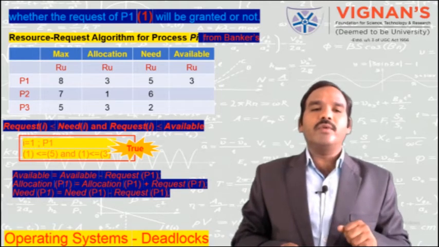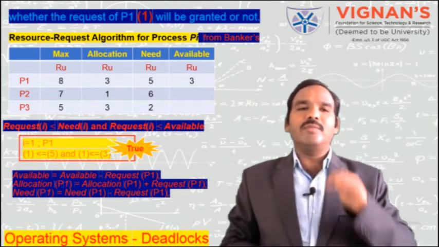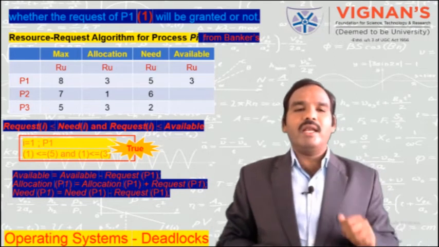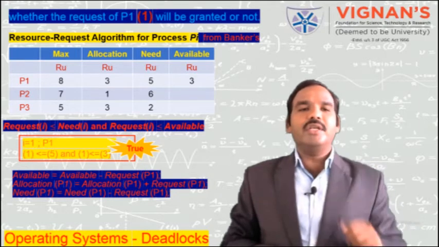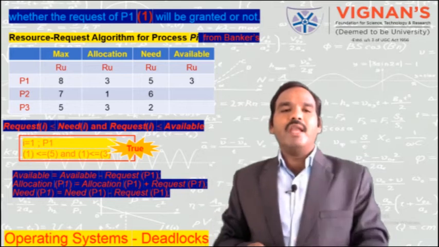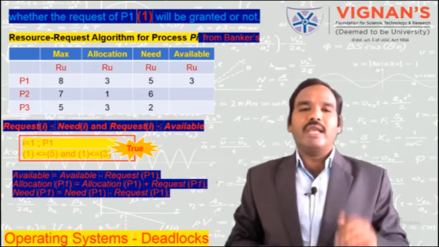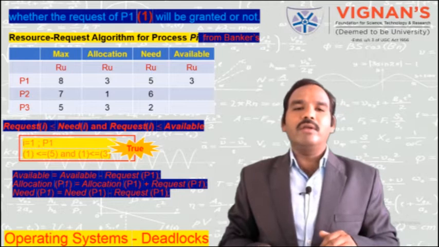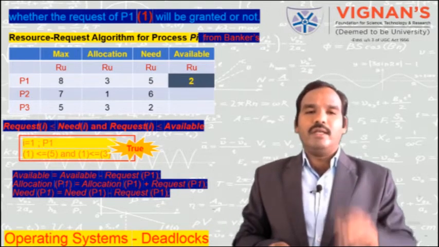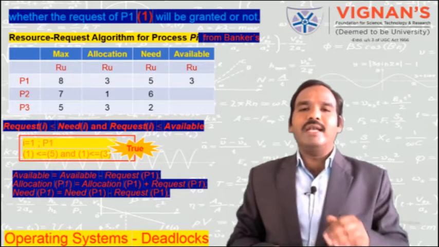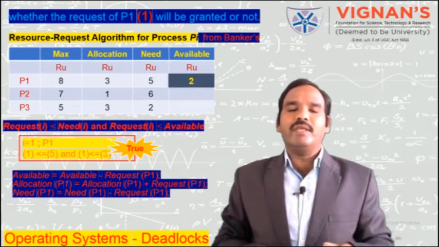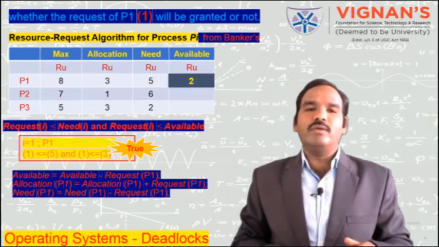What are the data structures we are going to update according to the resource request algorithm for process Pi? You have to update the available data structure, the allocation table, and the need table. Available equals available minus request of P1. If you do that subtraction, what is the current available? Current available is 3 minus the request 1, so 3 minus 1 equals 2.